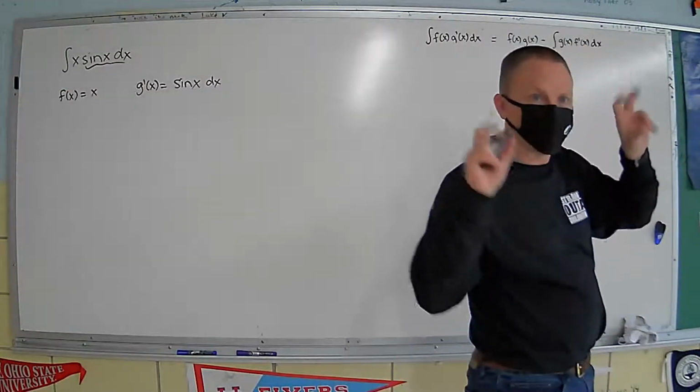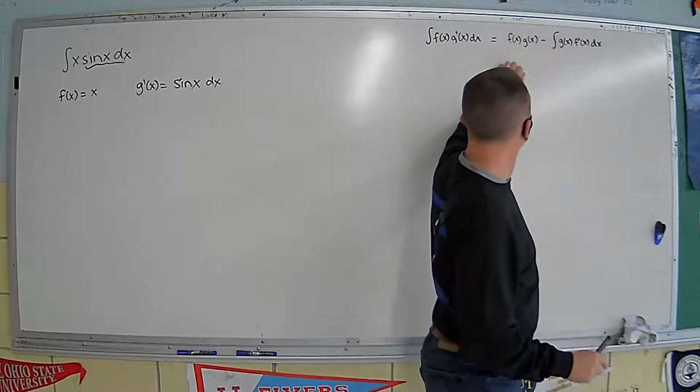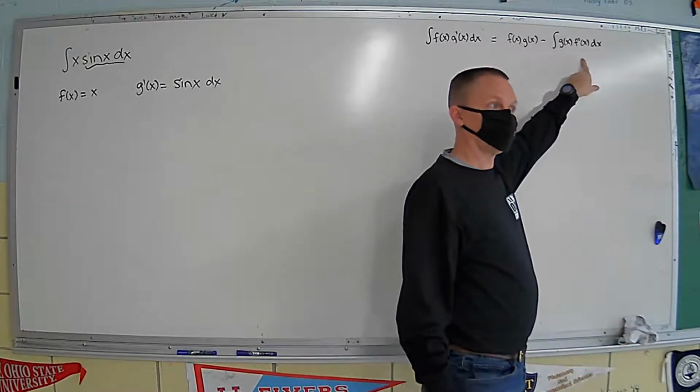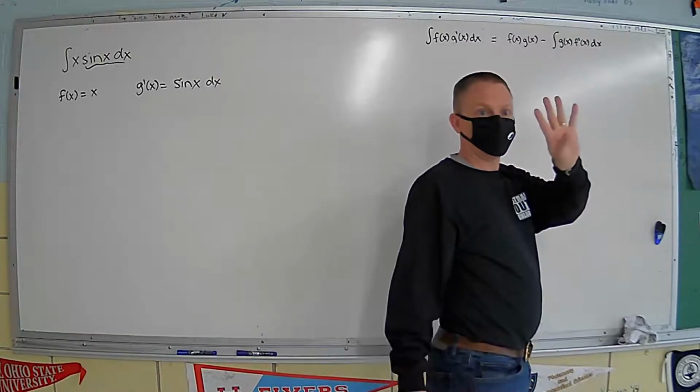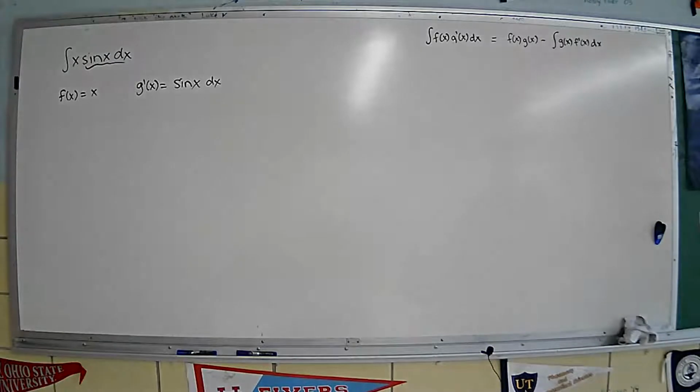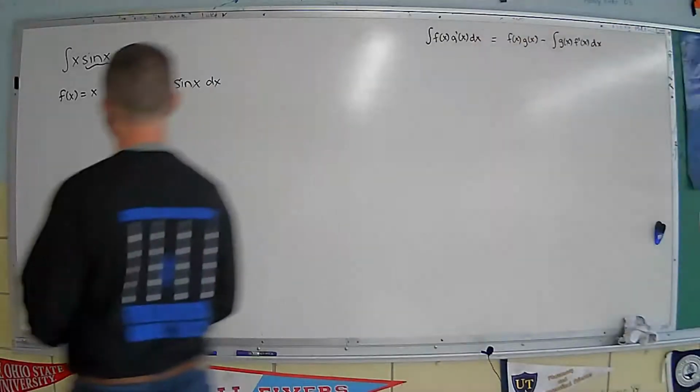As soon as you do that, notice how many parts are in this formula? How many different functions are involved? Four. There's f, f prime, g, and g prime. I've only identified f and g prime. So what do I have to do? Find the other two. So I'm going to find the other two.